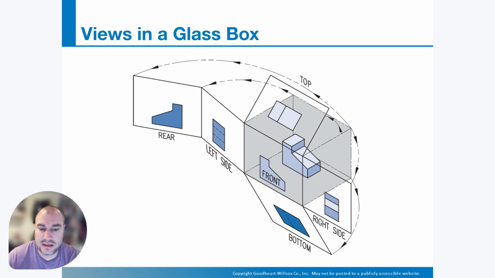We're really taking a look at a three-dimensional object and we're making it two-dimensional, right? Once again, we're kind of unfolding this glass box here. The three primary views are top, front, right side. But then we also have the bottom view, the left side view, and the rear view. Those are there as well.